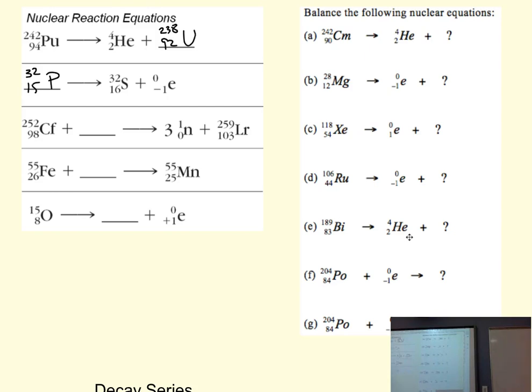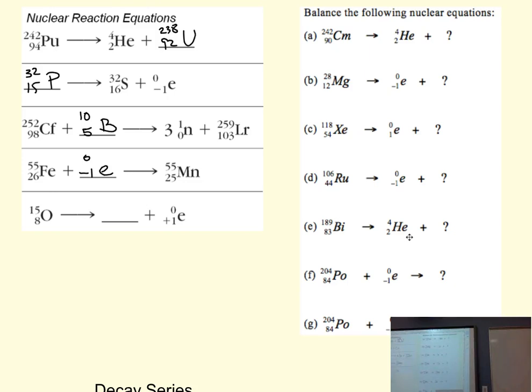We have 252 plus something must give us 3 plus 259, so that's 262, so this must be 10. At the bottom, we have 98 plus something must be equal to 103, so at the bottom we have to have 5. When we look at it in the periodic table, that is boron 10. Then 55 gives 55, so at the top is 0. 26 gives us 25, so the bottom must be minus 1, so this must be an electron capture.